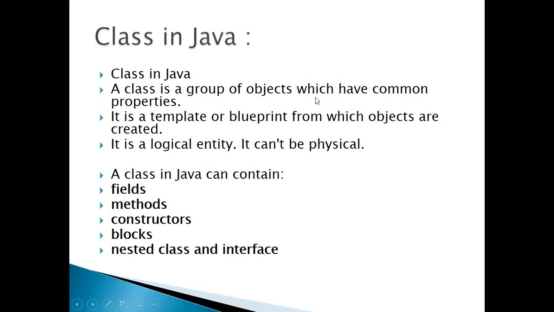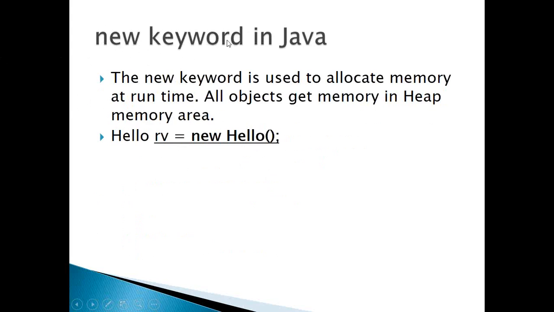If somebody asks you the definition of an object or a class, it's better to say that an entity which has state and behavior is called an object. A class is a template or a blueprint in which objects are created. That is how you can give the definitions.